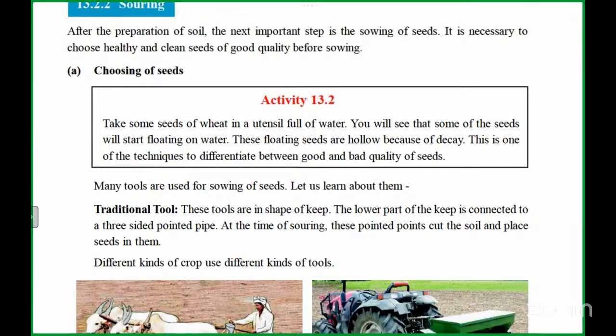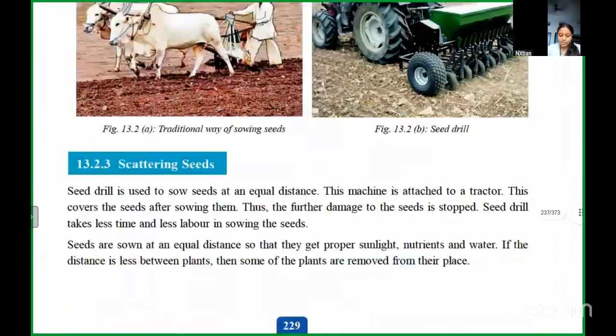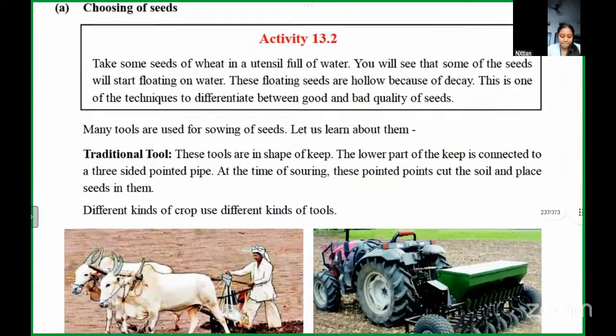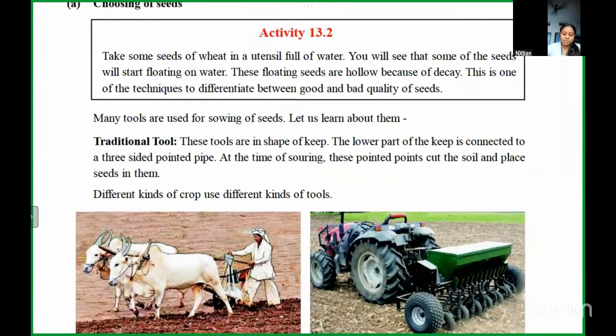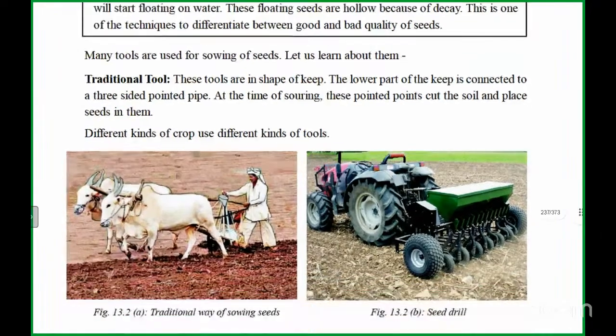Now, for this sowing of seeds, there are some ways, some tools. We have traditional tools and modern tools. The traditional tool is in the shape of a funnel, and the lower part of the funnel is connected to a three-sided pointed pipe. At the time of sowing, these pointed ends cut the soil and place the seed. You can see the first image here.